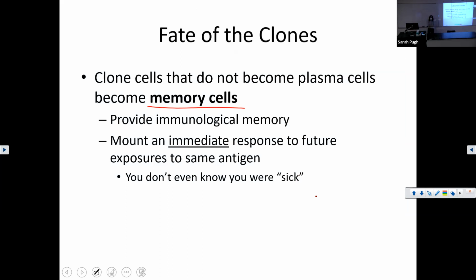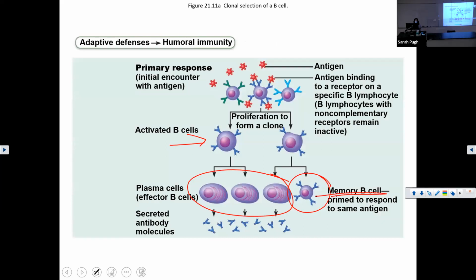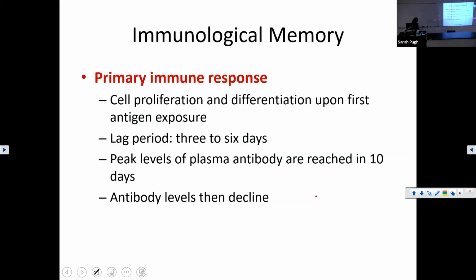What this means is that if that exact same foreign antigen infects your body a second time, these memory cells are the ones that see it, and they will respond so much faster. They will make antibodies, and your antibody levels will be so high so quickly that you don't even know you were sick. You will have no symptoms from the infection of that foreign antigen. And so this is what we call our primary and secondary immune response.